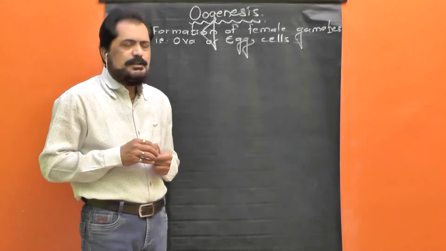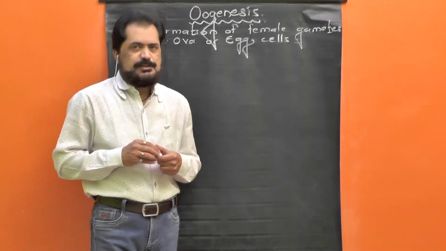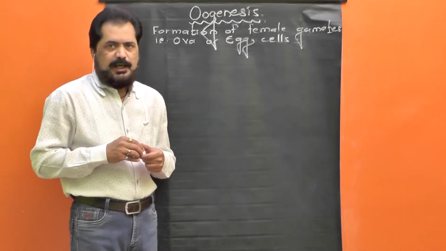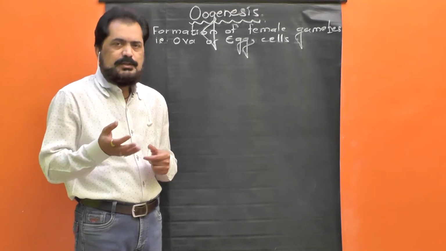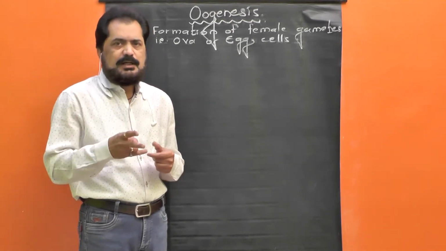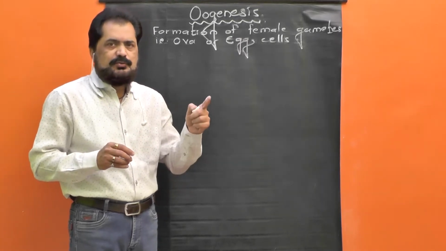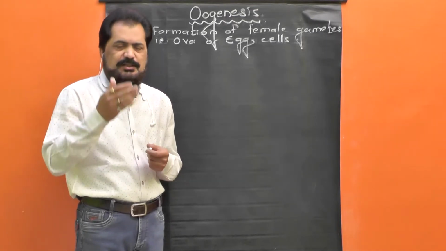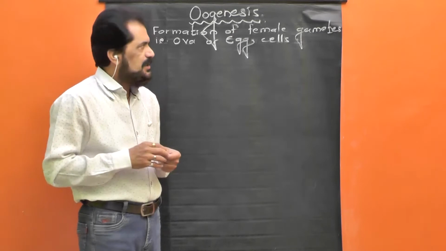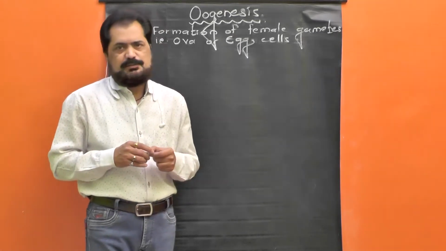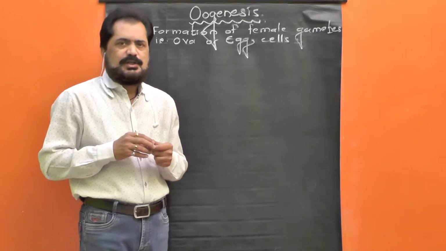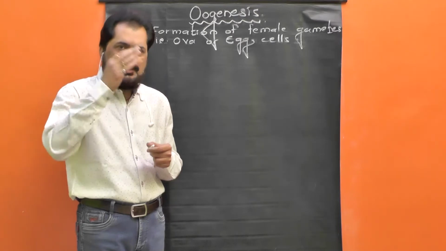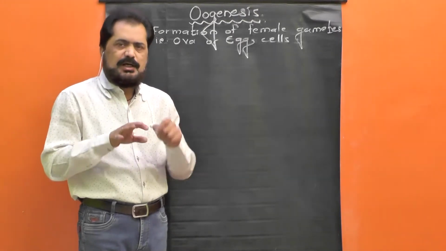Now we have to study the different phases of oogenesis. Actually, the phases involved during oogenesis are similar to the phases involved during spermatogenesis. The same 3 phases we studied in spermatogenesis are also present here in oogenesis, with a slight difference between the two. But the basic phases, basic steps involved in spermatogenesis and oogenesis are similar.